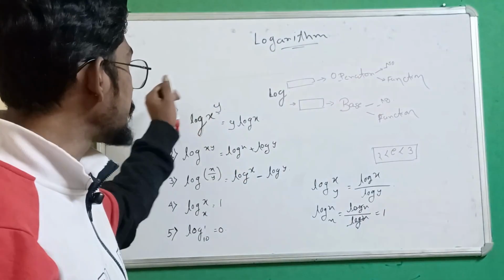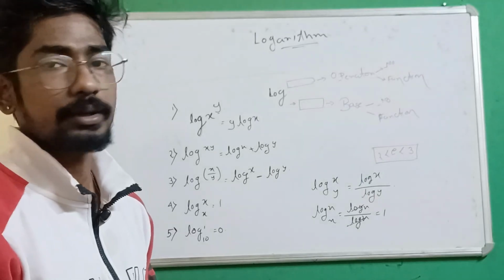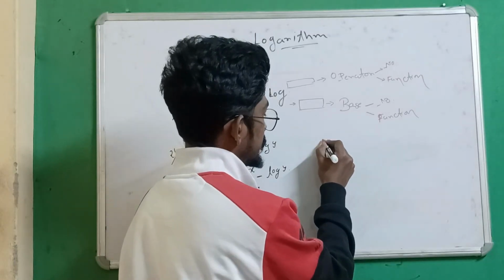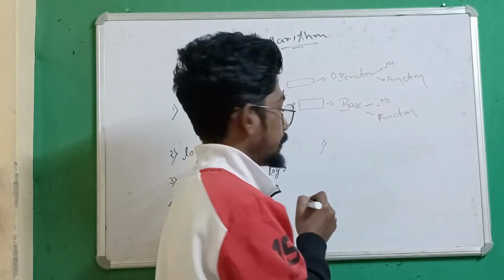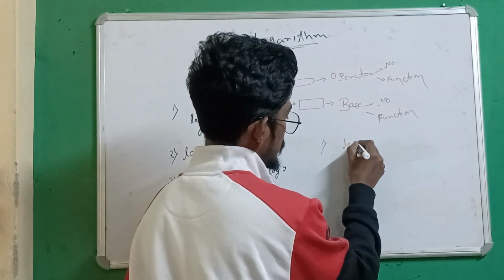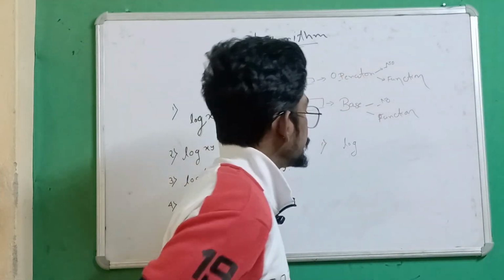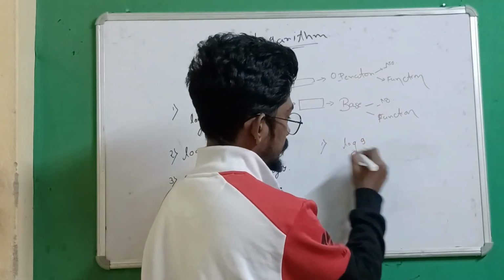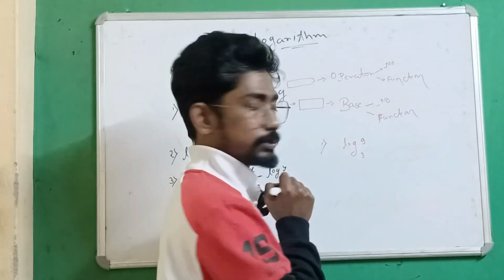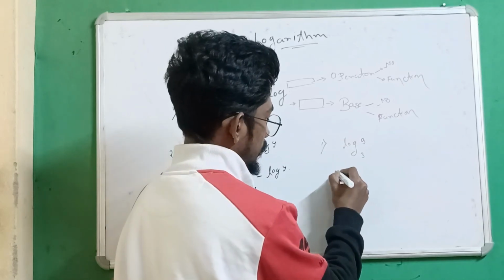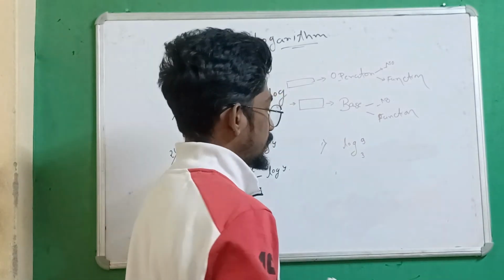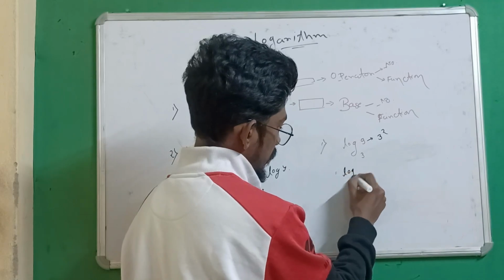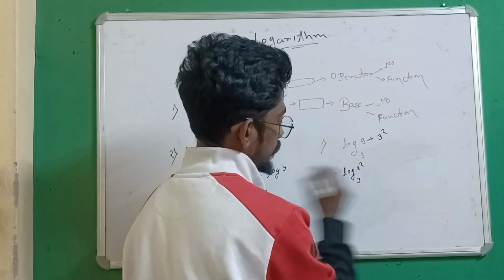Okay, so these are the basic formulas you have to remember whenever you are doing logarithm. Numerical is like this. The numerical says log 9 base 3. What will be the value of it? How can you calculate? First of all, you know what is 9? 9 is nothing but 3 square. So you can write log 3 square base 3.